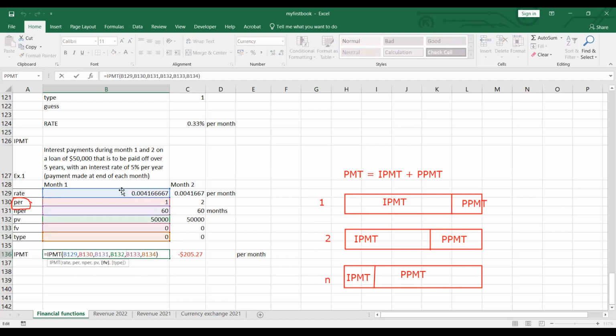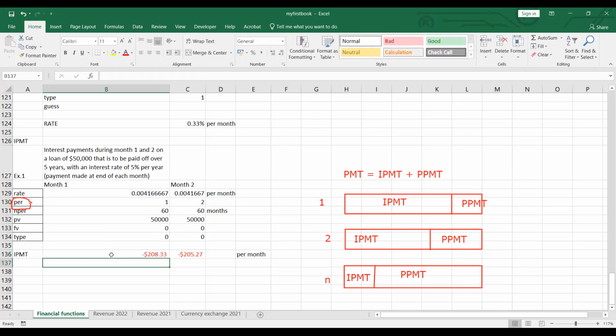After we get all of these arguments, we formulate the IPMT function by providing the arguments like this. In this example you can see that the IPMT, or the interest payment on month 1, is $208.33. After that we copy this argument to month 2 and change the per to 2, that is month 2 instead. So when you formulate the IPMT you get $205.27.